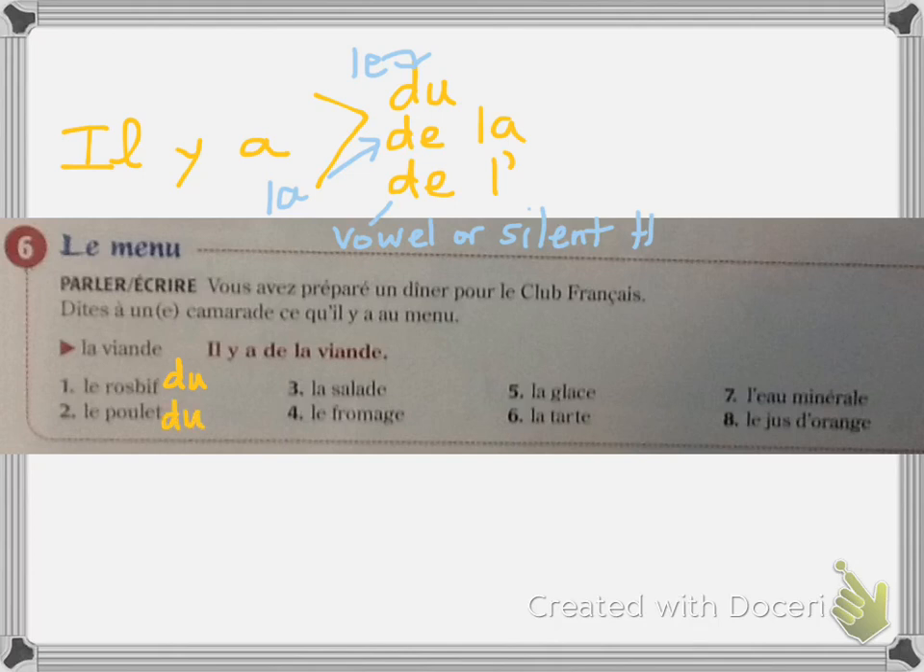3. Il y a de la salade. 4. Il y a du fromage. 5. Il y a de la glace. 6. Il y a de la tarte. 7. L'eau minérale. Il y a de l'eau minérale. Et 8. Il y a du jus d'orange.